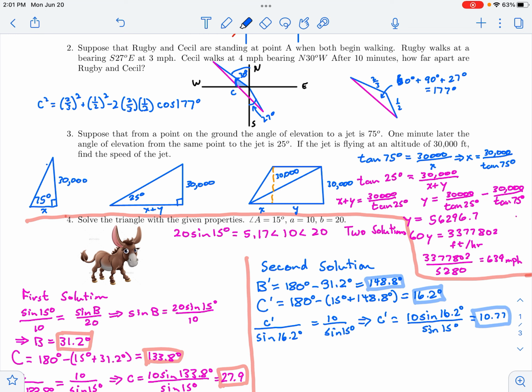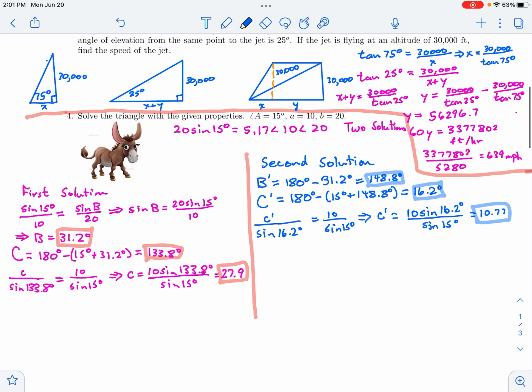Now that's what y is, and if you calculate that, what you're going to get is feet per minute. If you multiply that by 60, you'll get feet per hour, and then divide that by 5,280, you get miles per hour, which is what I went with.